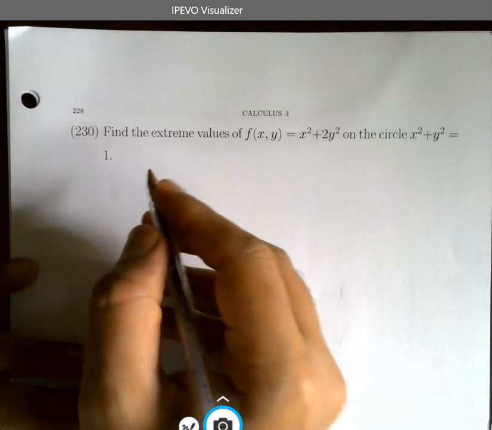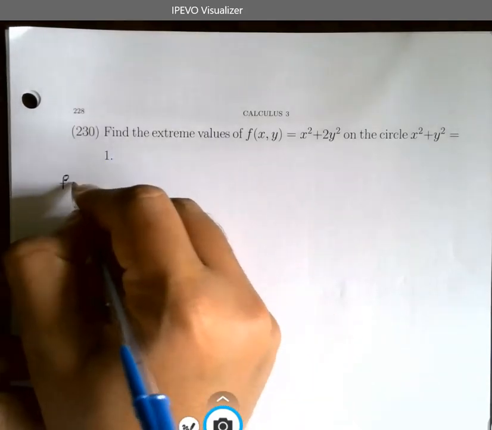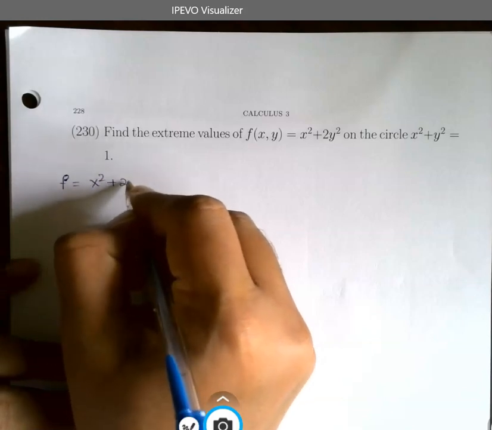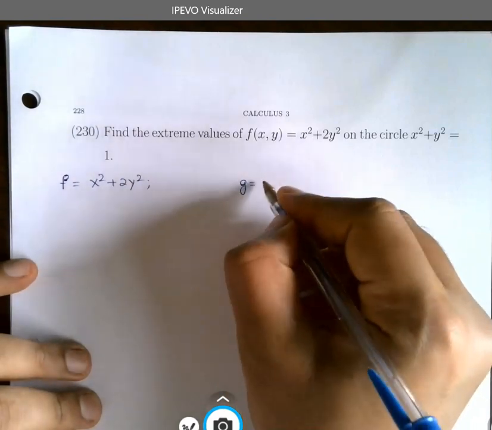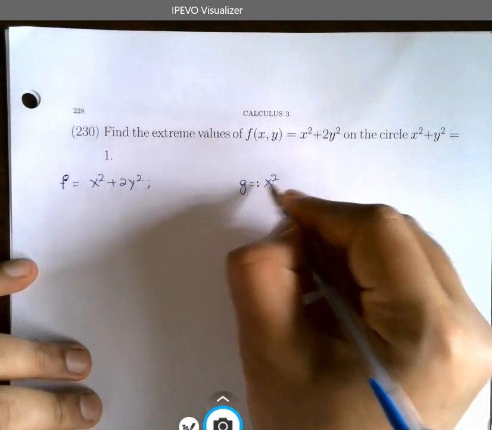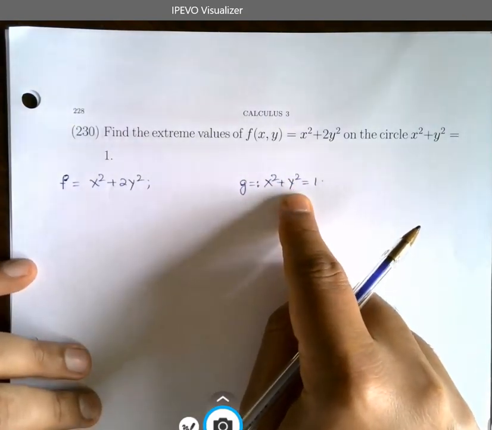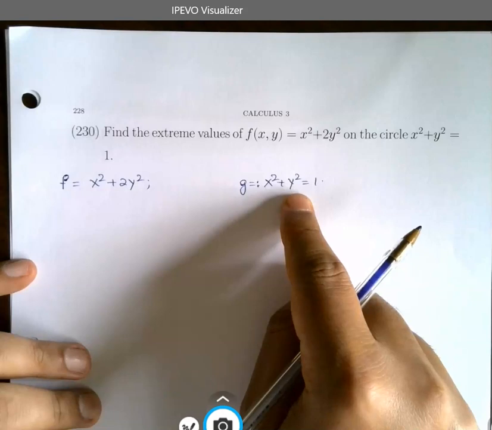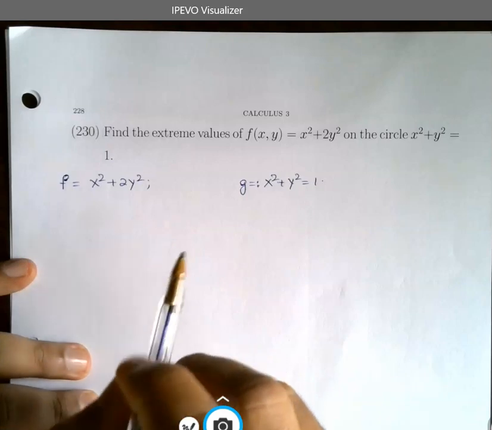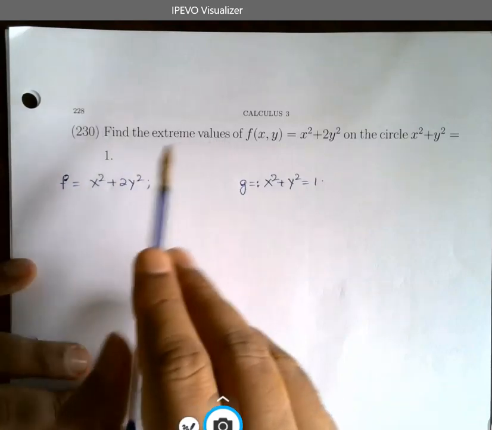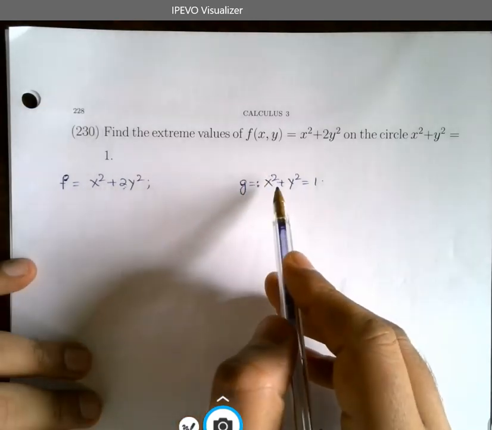So let's do that. First, in this example, the function f is given to be x squared plus 2y squared, and the constraint g is given to be x squared plus y squared equals 1. This is the equation of the circle with radius 1 unit centered at the origin. We want to find the extreme values. That means we want to find the maximum or the minimum values of the function on the circle.